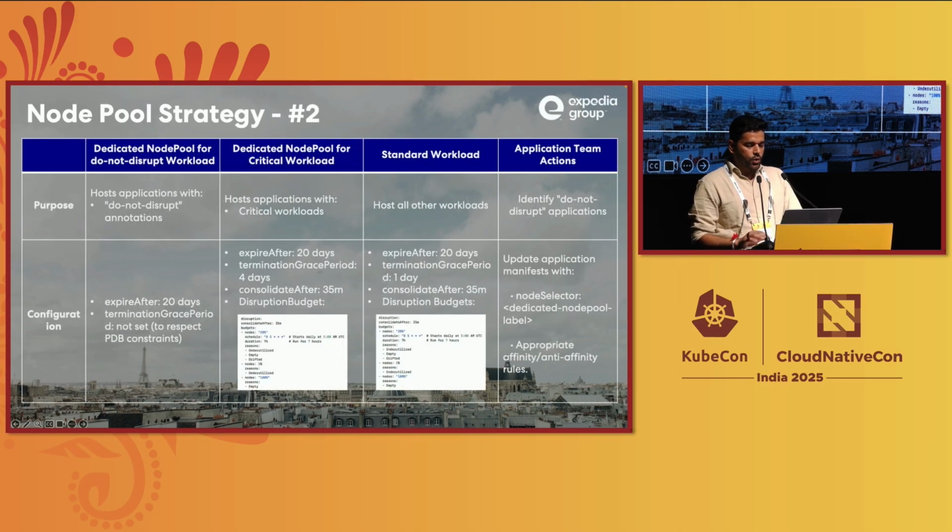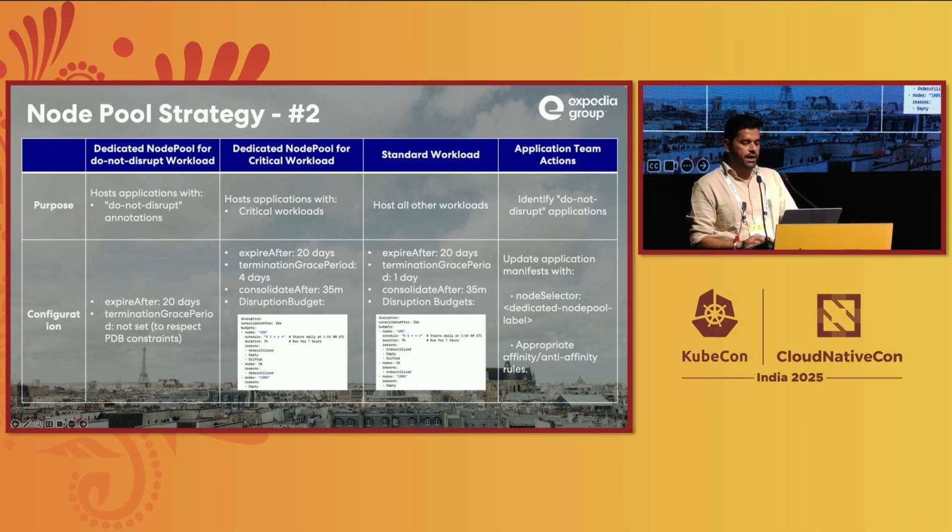This is our second node pool strategy, which introduces a slightly more granular split of workloads compared to the previous approach. Here we categorize applications into do-not-disturb workloads, critical workloads, and then standard workloads. A dedicated node pool for do-not-disturb workloads is strictly for the applications marked with do-not-disturb annotations.